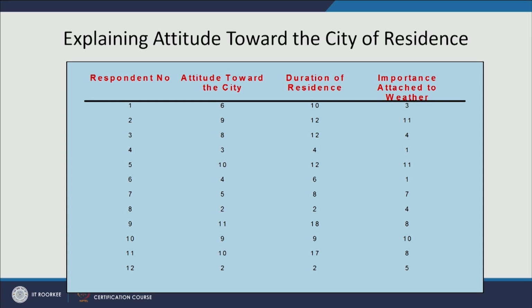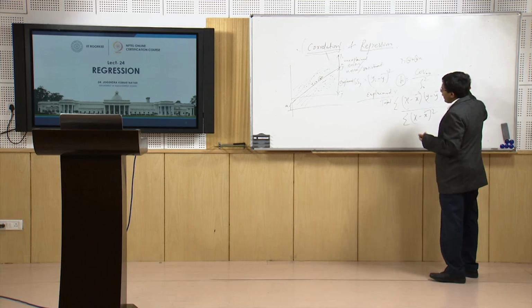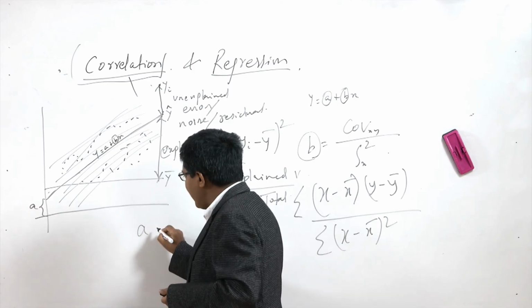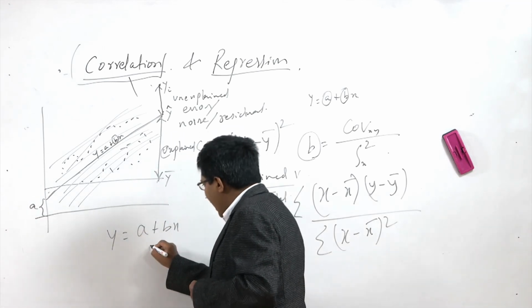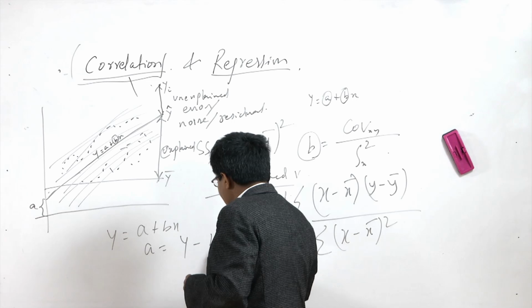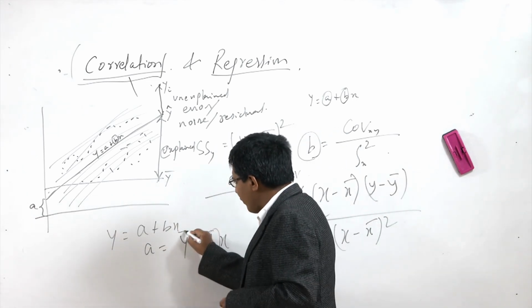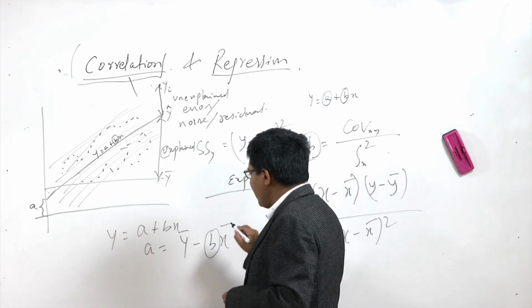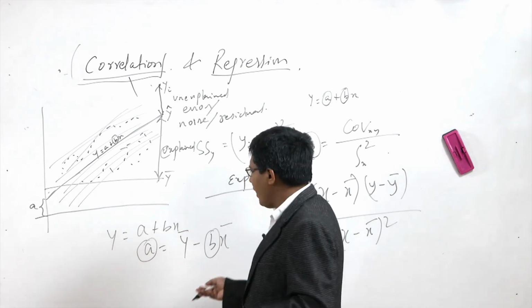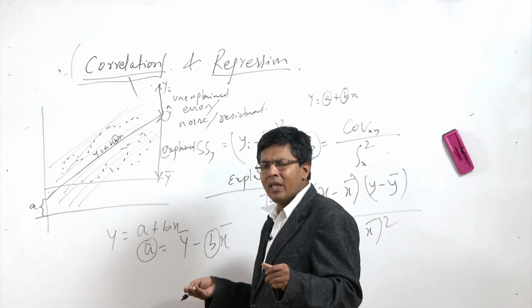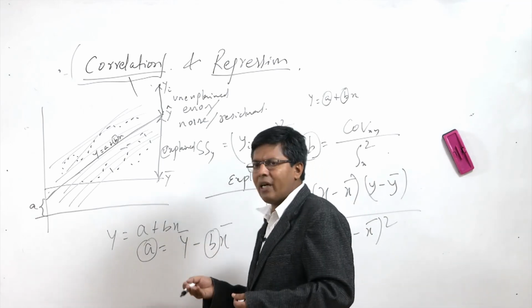Once you have found the value of B, you can also find the value of A. Now, how much is A? We said y is equal to A plus Bx, so A is equal to y minus Bx. To do that, you just have to take the y mean and the x mean and use them for calculating A. Once you get A, and you already have B, we can then measure any value of y.